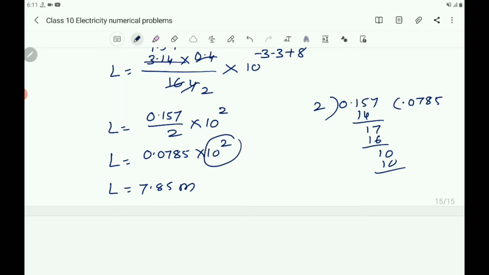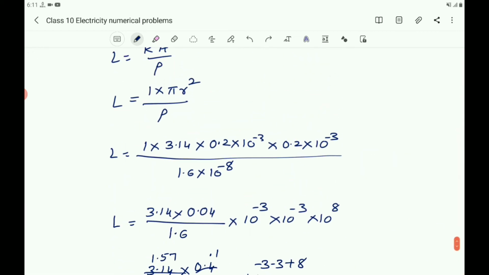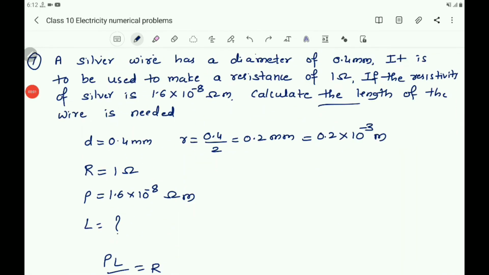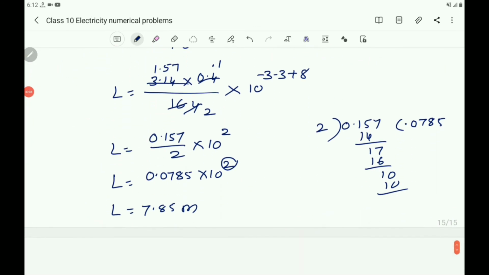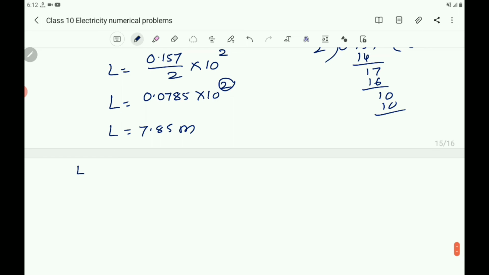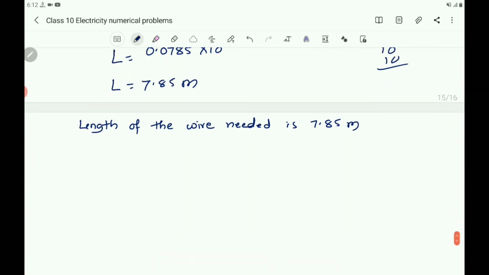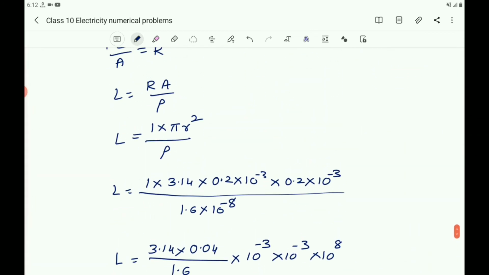10 square means 100. So here if you take 2 digits to the left side, that becomes 07.85, that is nothing but 7.85 meter. So what is the length of the wire needed is 7.85 meter. So you write that length of the wire needed is 7.85 meter. Then you take the next question, that is the 8th question.